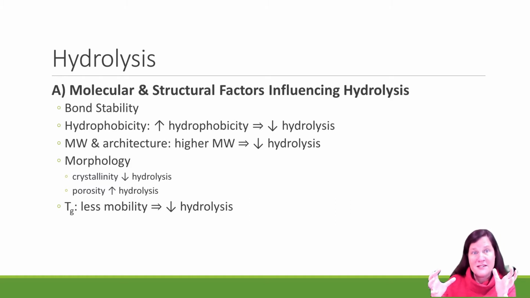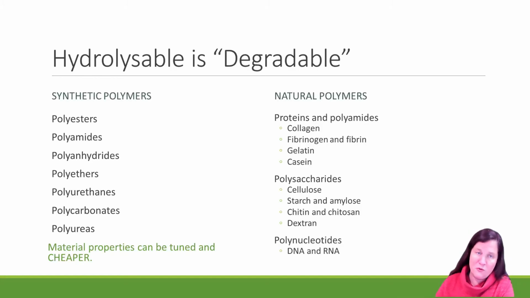If you have a porous sample versus a solid sample, the higher the porosity, the more the water can get in, the more surface area there is, the higher the degradation rate, the higher the hydrolysis. If you have a lower Tg, if you're well above Tg, there's more polymer motion, more hydrolysis. Okay. When we use the term degradable in terms of polymers, often what we really mean is hydrolyzable.